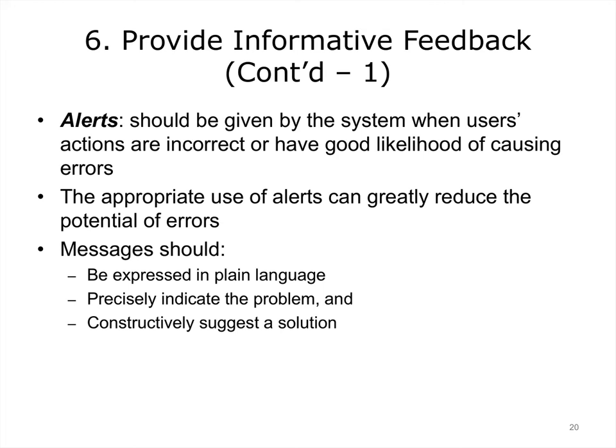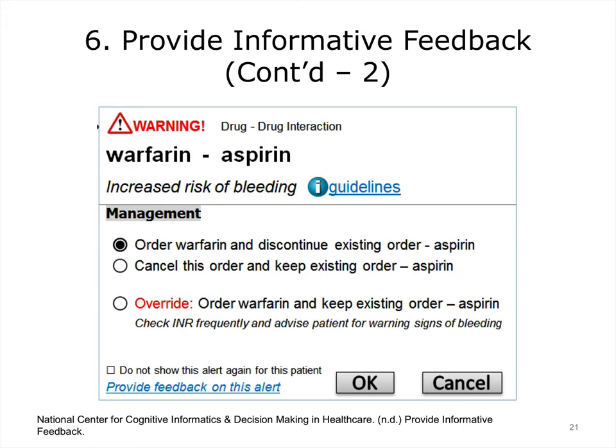This figure shows a good example of an alert, which has a succinct reason for the alert, as well as a list of actions for responding to the alert. In this good feedback example, the user who orders warfarin for a patient who is already taking aspirin is given an alert warning about the warfarin-aspirin interaction. The rationale for the alert and action choices are also listed.